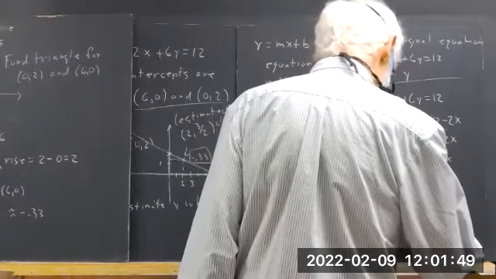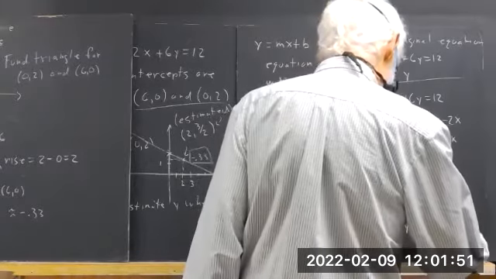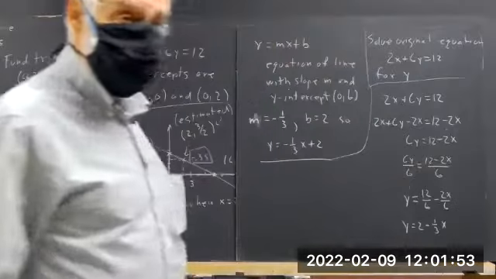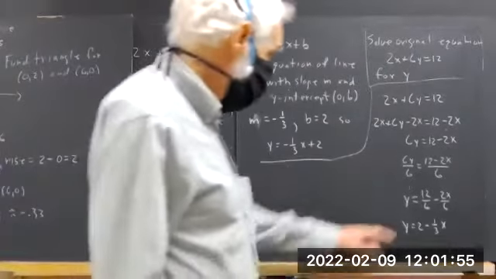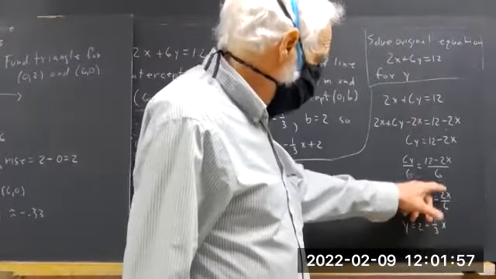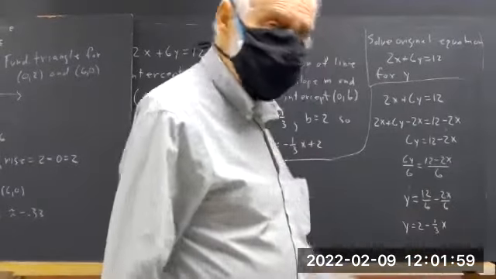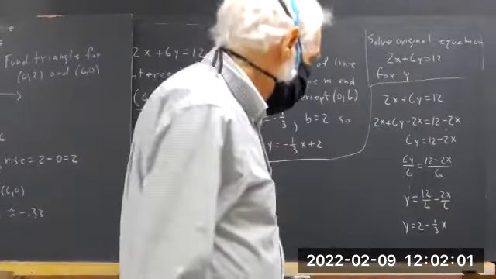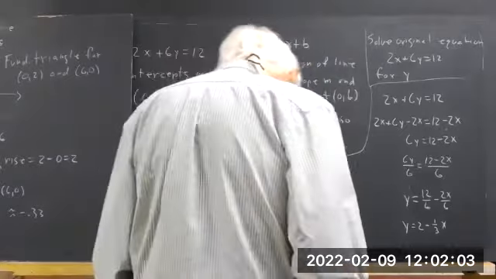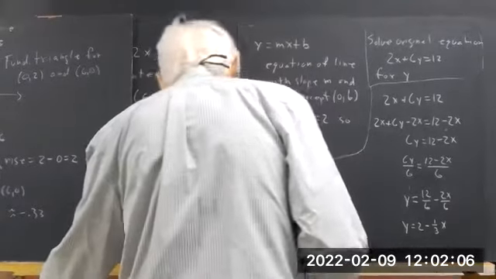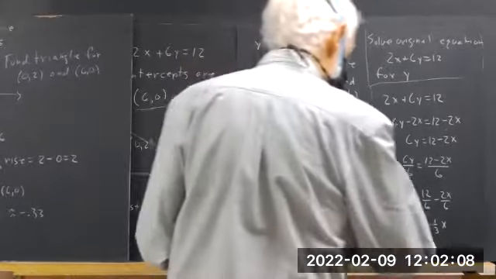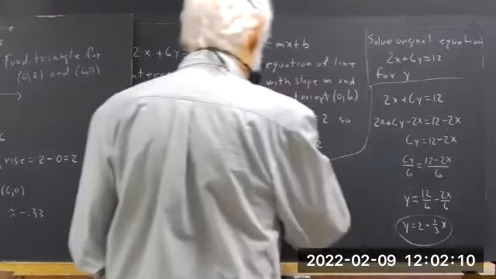So that's 2 minus 1/3 x then. That's straightforward. 12 over 6 is 2. 2 over 6 is 1/3. Okay. And now let's see. How does this compare with this?